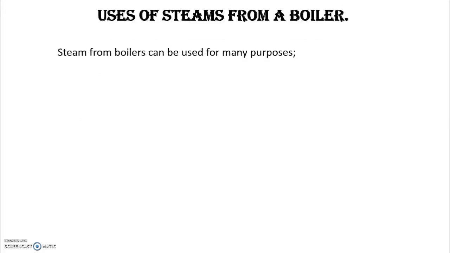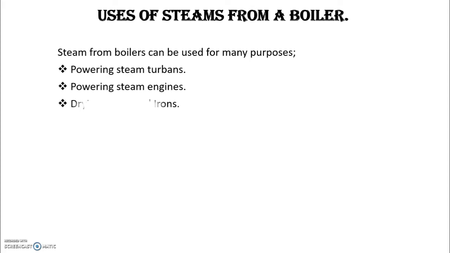Uses of a steam boiler. The steam produced from a steam boiler may be used for powering steam turbines. Some turbines use steam to turn, so the steam produced from the steam boiler can be used to power these turbines. It can also be used to power some steam engines. It's also used for drying clothes and irons.